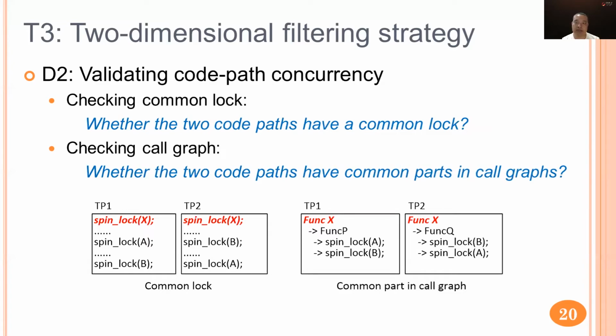The second dimension is to validate the concurrency of code paths. First, we check whether the code paths have a common lock. If so, the 2 code paths are never concurrently executed. Second, we check the call graphs of the 2 code paths. If these code paths have common parts in call graphs, they may be sequentially executed at different time points of the same thread. Thus, they are not considered to be concurrently executed.